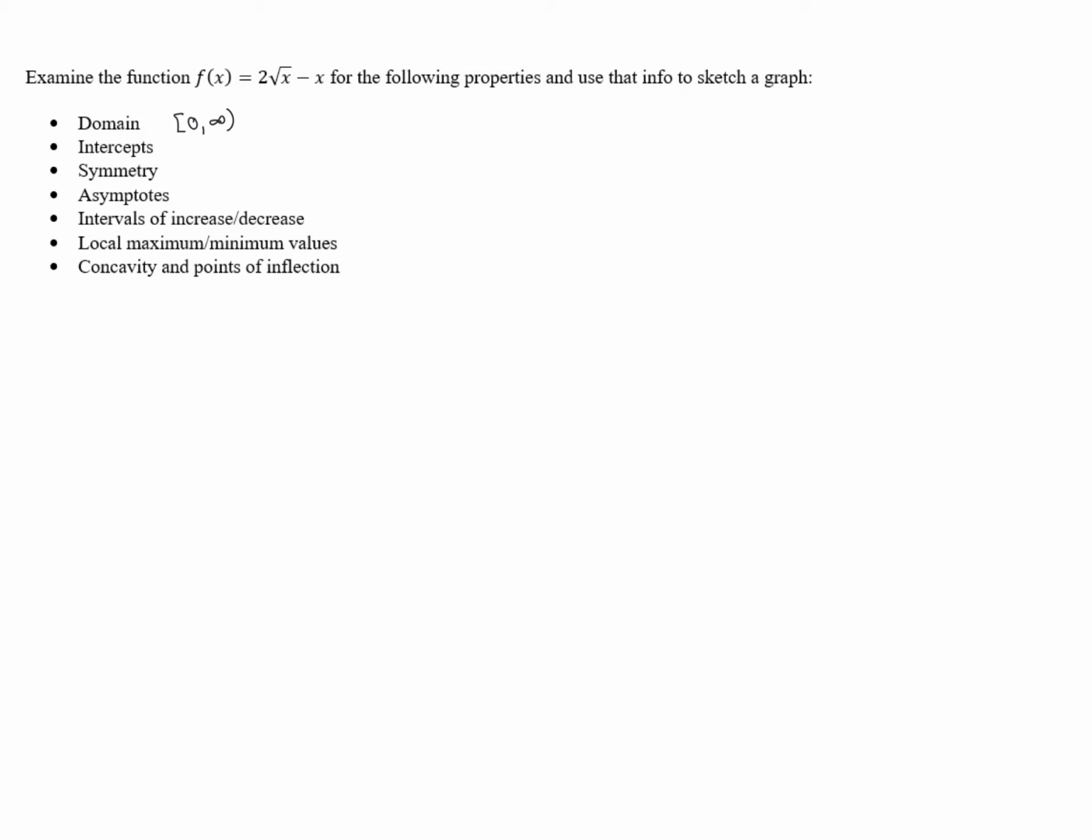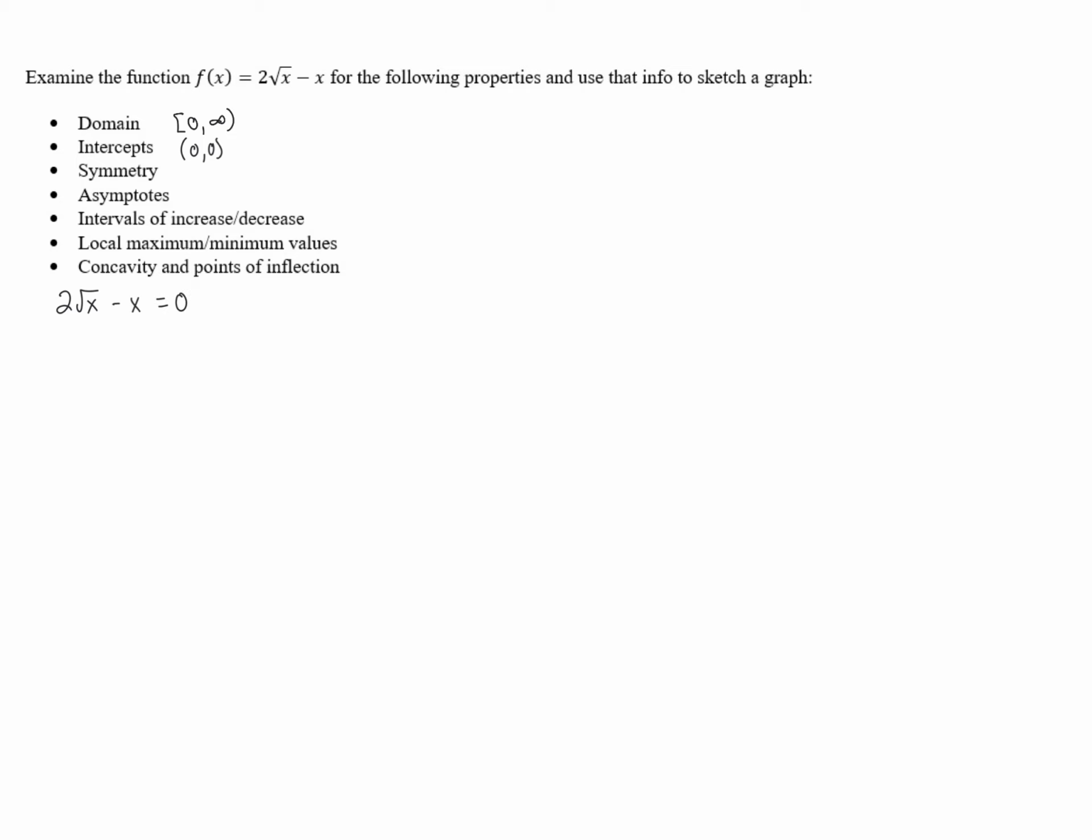For intercepts, for the y-intercept, we just plug in 0 for x. And when we do that, both of these terms go away. So we get 0, 0 as an intercept. That'll be both an x-intercept and a y-intercept. For the other x-intercepts, if there are any, we need to set this equal to 0 and solve. So we would want to know when 2 root x minus x is equal to 0.